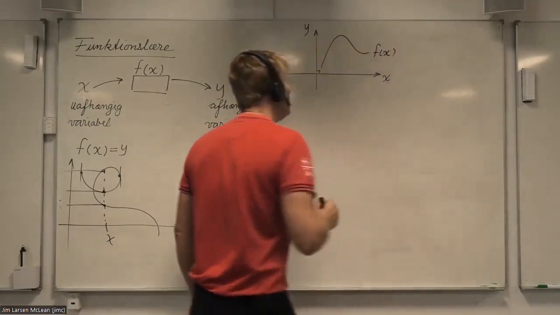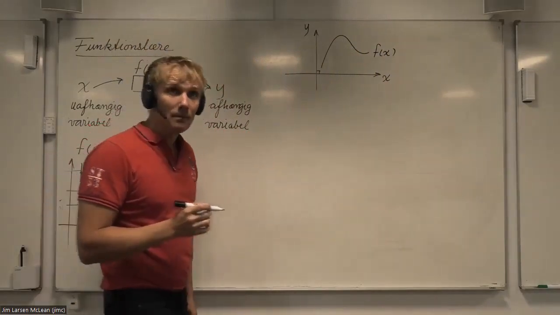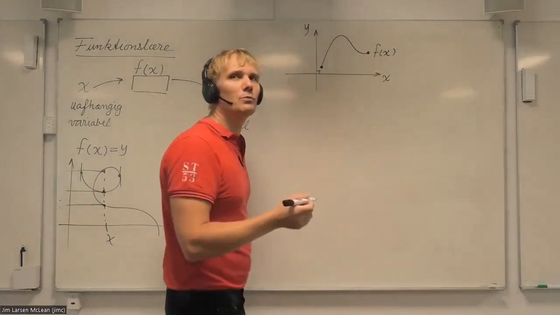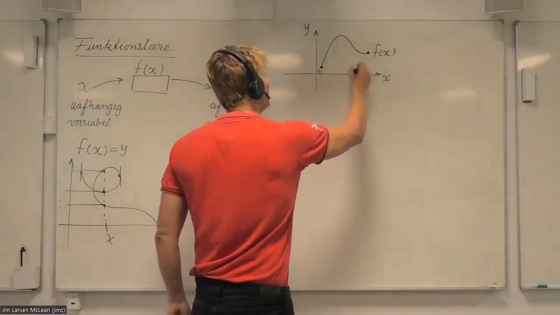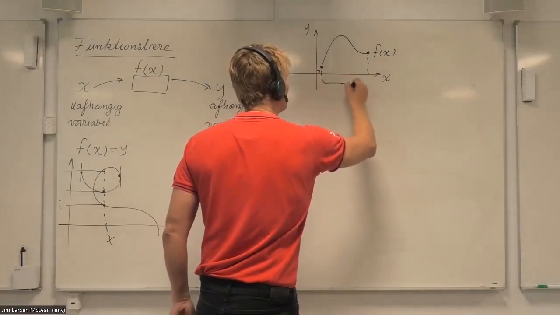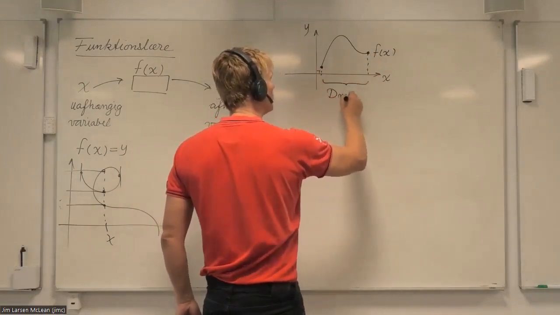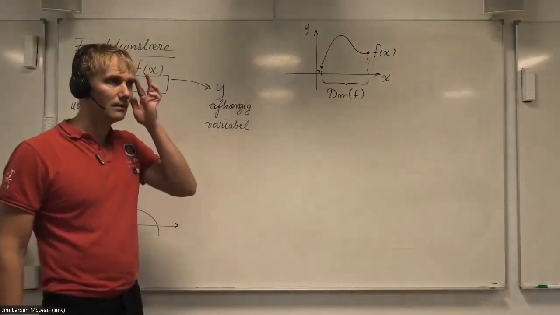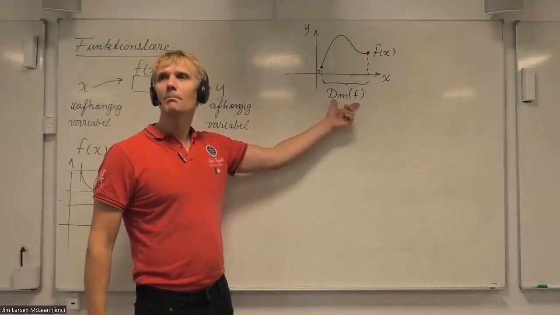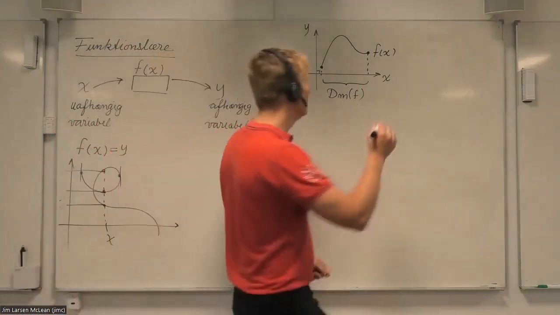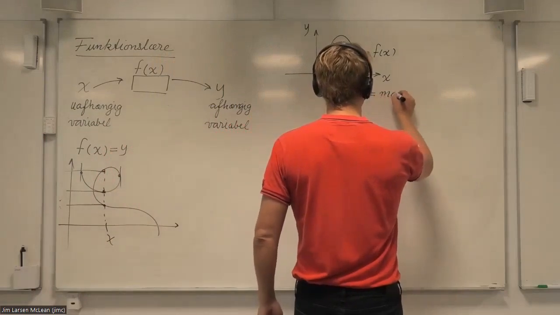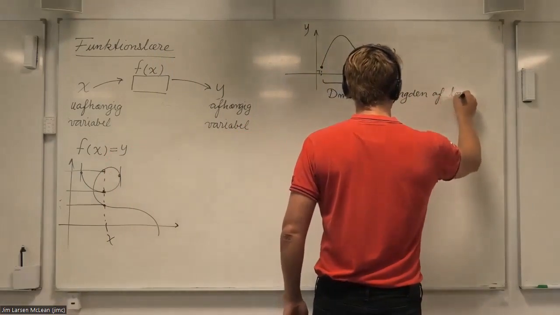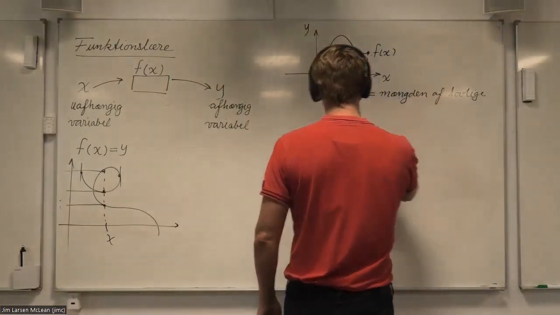Now, some names have been invented that you just need to know. The number of x's that you can put into the function machine, they go from here to here on my drawing. Can you see it? From here to here. That's called the domain of the function. And you write DOM to abbreviate domain. So what's that? It's the set of valid x's. The set of valid x values.